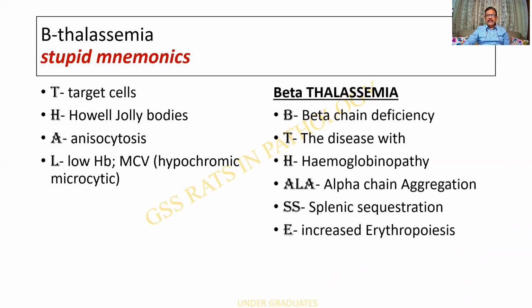And then there is another mnemonic. This also we shall memorize. Beta-thalassemia. B is capital, thalassemia is capital. So all these are the forerunners of a word. B for beta chain deficiency. T, the disease is associated with H, hemoglobinopathy. ALA, alpha chain aggregation. There are two A's over here, therefore it means aggregation. SS, splenic sequestration. E, increased erythropoiesis.